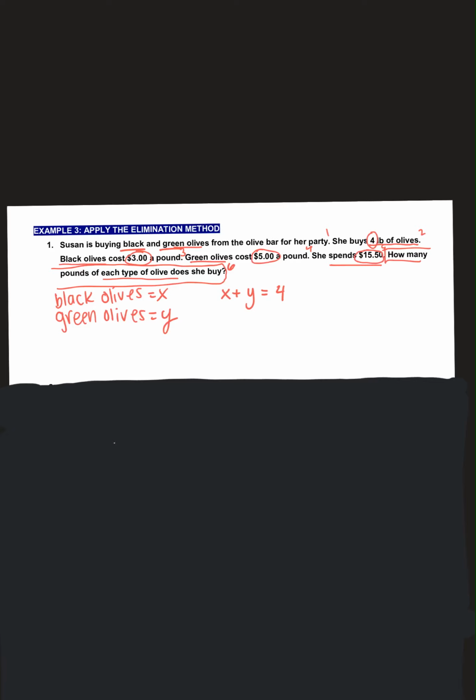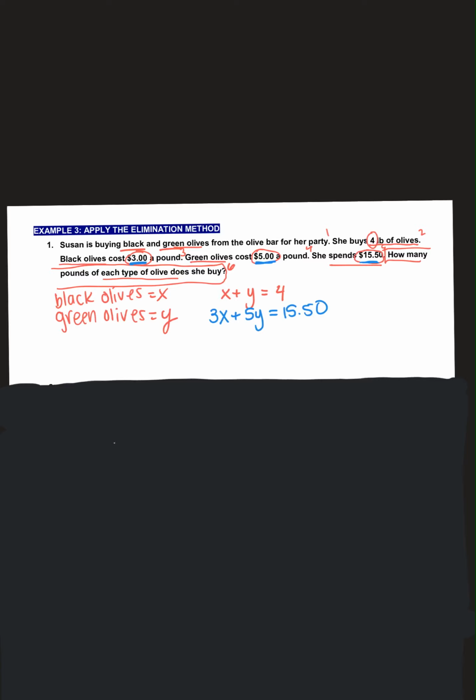All right, our next equation is going to be about money. So how much do black olives cost? They cost $3 a pound. So it's going to be 3x, because $3 per pound of black olive, plus green olives would be 5y, because it's $5 per pound of green olives, equals her total cost, which was $15.50. So we have one equation dealing with nothing but money, and the other dealing with just totals of the amounts. Okay, now let's solve using elimination.